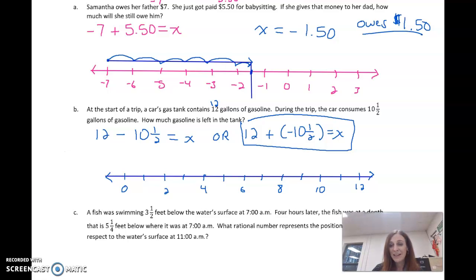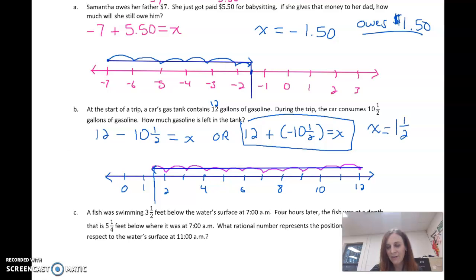Okay, so put the tail on the 12, and then I'm going to the left 10.5. So I'm going to go to the left 1 unit, 2, 3, 4, 5, 6, 7, 8, 9, 10, and then I want to go another half. So when I draw my vector, I can see that it's going to be halfway between the 1 and the 2 right here. So my x is going to be equal to 1.5.